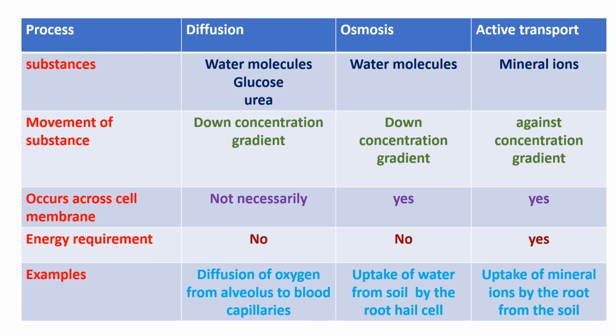Active transport occurs across the cell membrane. In diffusion, there is no need for the presence of a cell membrane. But in osmosis, there should be a partially permeable membrane, which is a cell membrane in living organisms. In active transport also, the cell membrane is necessary because the carrier proteins are always present in the cell membrane. Energy requirement for diffusion is no, and osmosis also no. So both diffusion and osmosis are passive movements, but active transport needs energy from respiration.